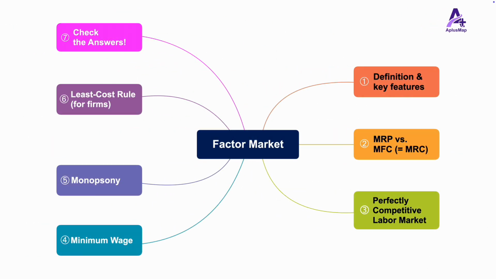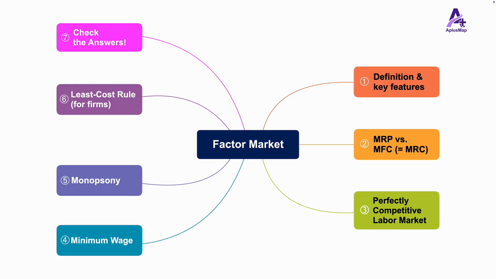Wow, okay. We have covered a ton of ground on factor markets. So pulling this all together, what's the big picture takeaway for an AP Economics student listening to this? We really did dive deep, from the basics of what factor markets are and derived demand, through the core decision rule of MRP equals MFC, into the specifics of perfectly competitive markets and how they react to changes. Then we tackled the real-world issue of minimum wage and its effects, and explored the completely different dynamics of a monopsony market. And finally, touched on optimizing resource use with the least cost rule.